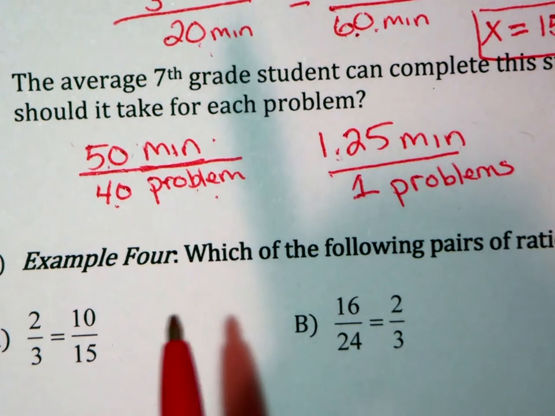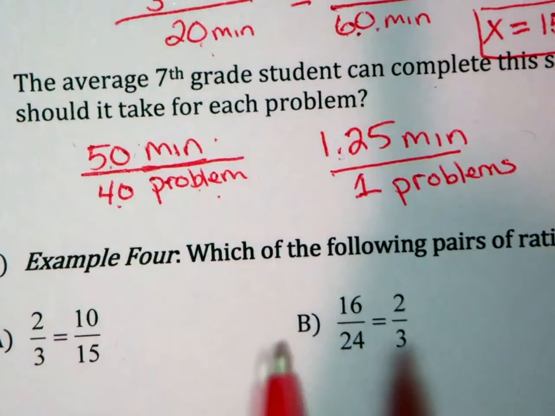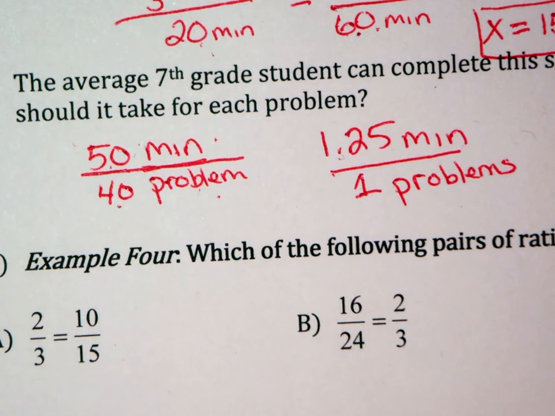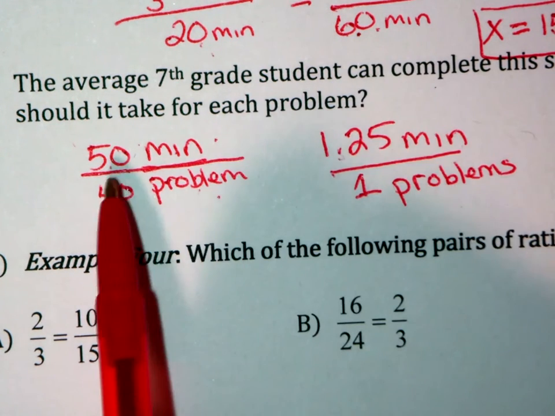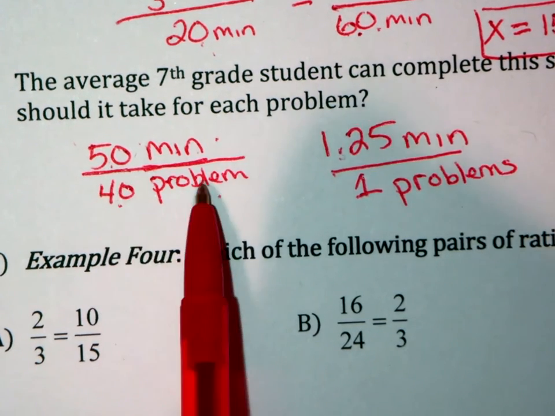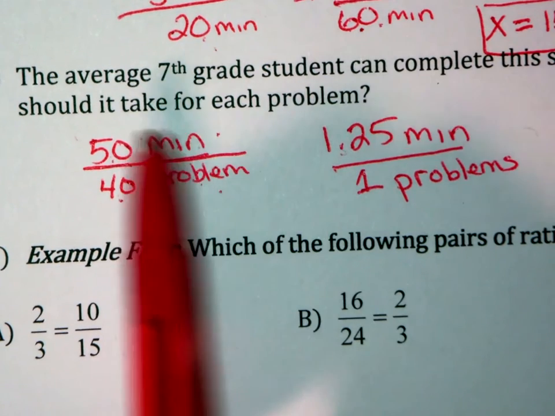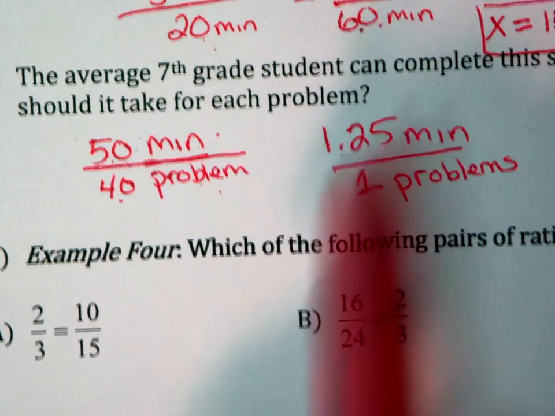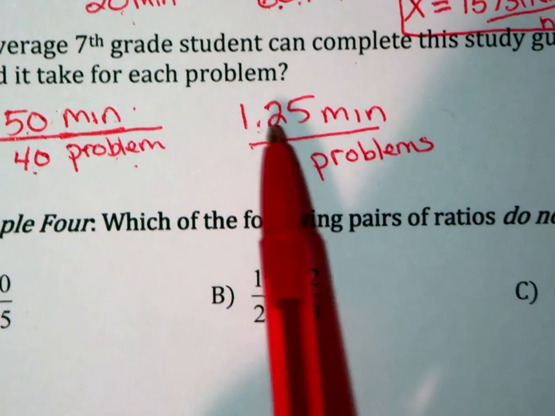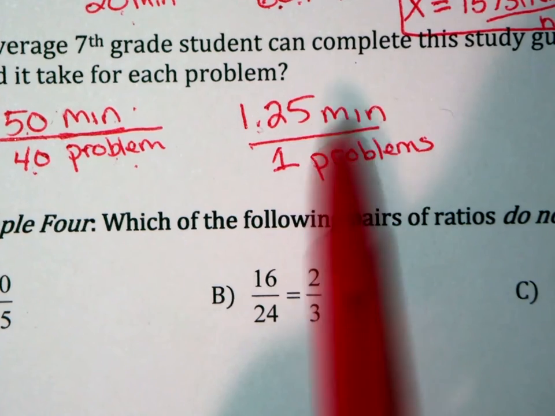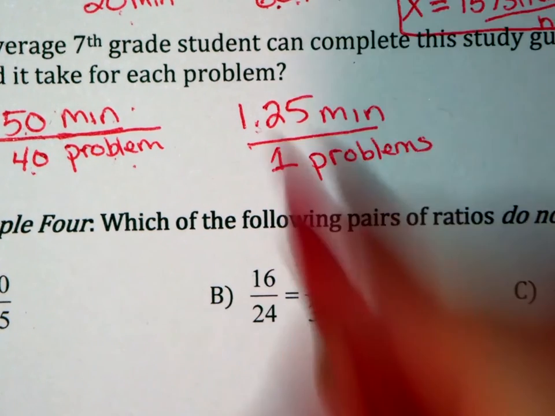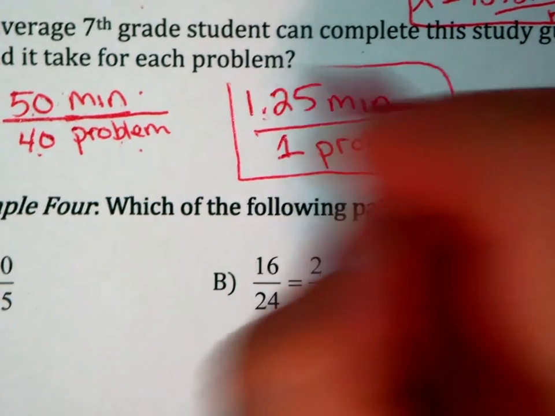Well, the question doesn't tell me how many problems there are in my study guide, so I need to look at the end of the study guide to realize that there are 40 problems. So I then have 50 minutes per 40 problems. When I simplify that by dividing 50 by 40, I conclude that I have 1.25 minutes per one problem. And that would be my final answer.